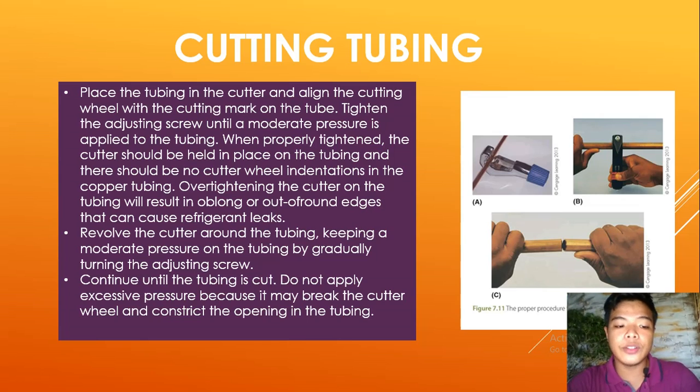Second, revolve the cutter around the tubing, keeping a moderate pressure on the tubing by gradually turning the adjusting screw. Next, continue until the tubing is cut. Do not apply excessive pressure because it may break the cutter wheel and constrict the opening in the tubing. Letter A, B, C, figure 7.11. Please refer to the picture.